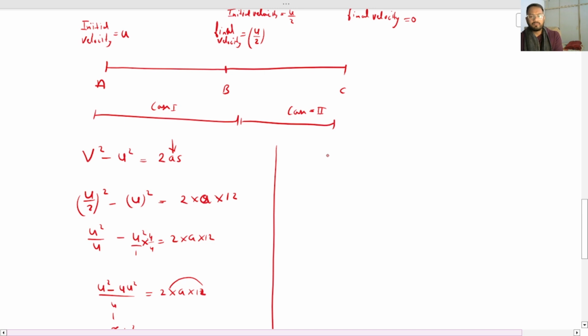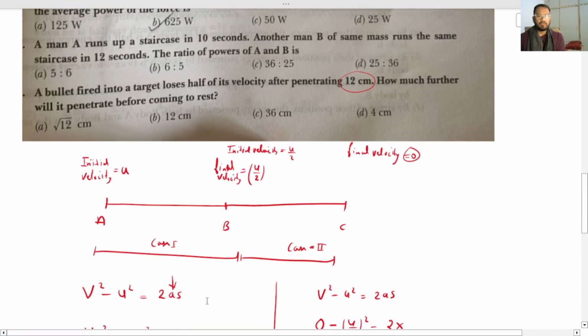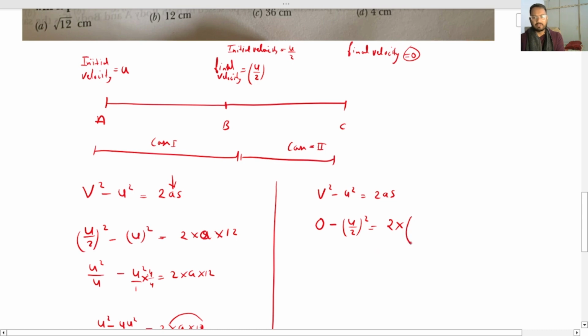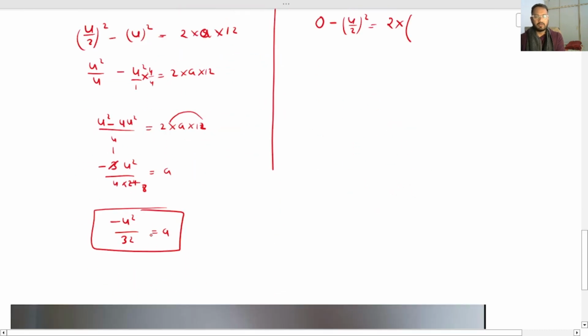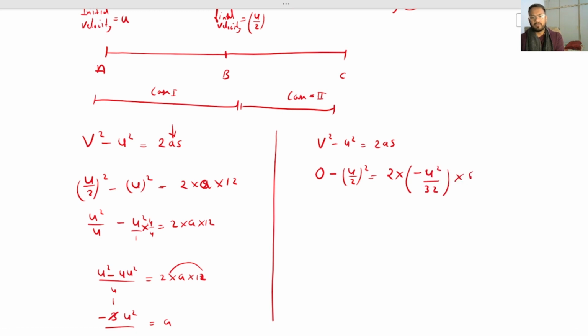Now case 2, right? In case 2 we use the same formula, v square minus u square equals 2as. The final velocity is 0 for case 2, so we write 0 minus u by 2, the whole square, is equal to 2 into a into s. Now we need to find how much further it will penetrate, so we need to find s. a is given to us, we recently found it: minus u square by 32, so minus u square by 32 into s, right?